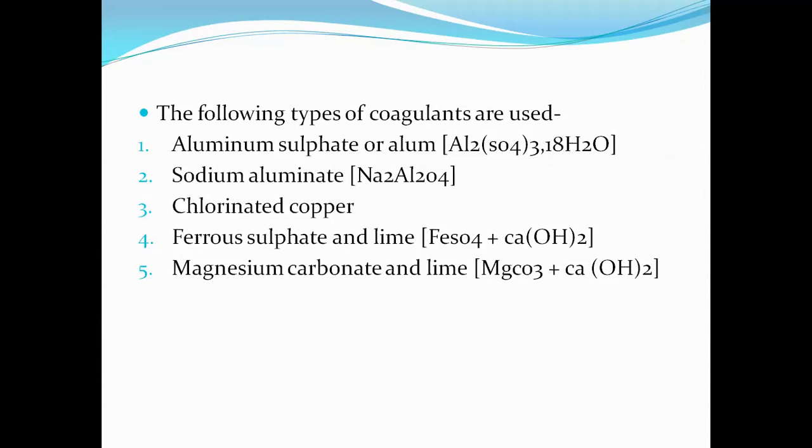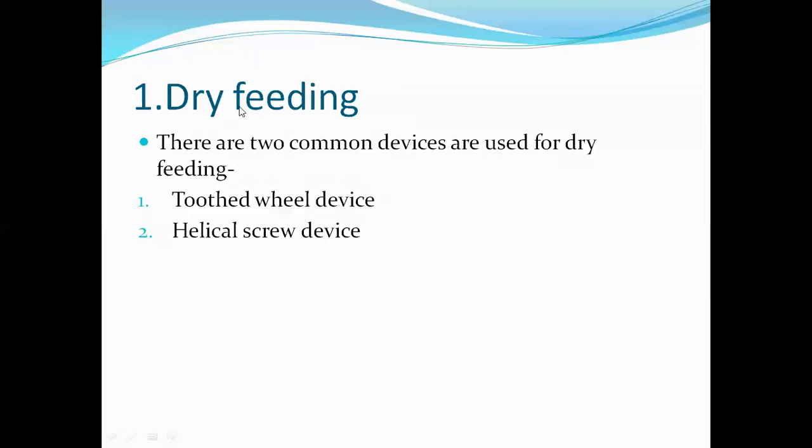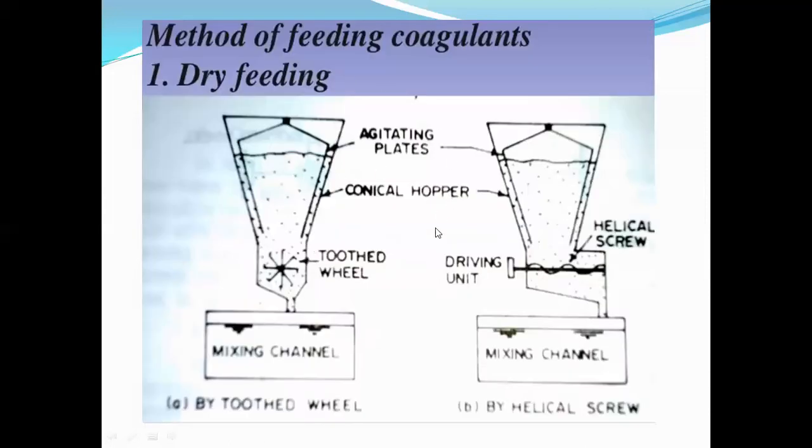First is feeding. Feeding means to feed the coagulant to the water. There are two types of feeding. First is wet feeding. Second is dry feeding. Dry feeding means feeding the coagulant to water in the form of powder. There are two devices which can be used for dry feeding. Now see, you will better understand. First is a toothed wheel device. Second is a helical screw device. This is the dry feeding.